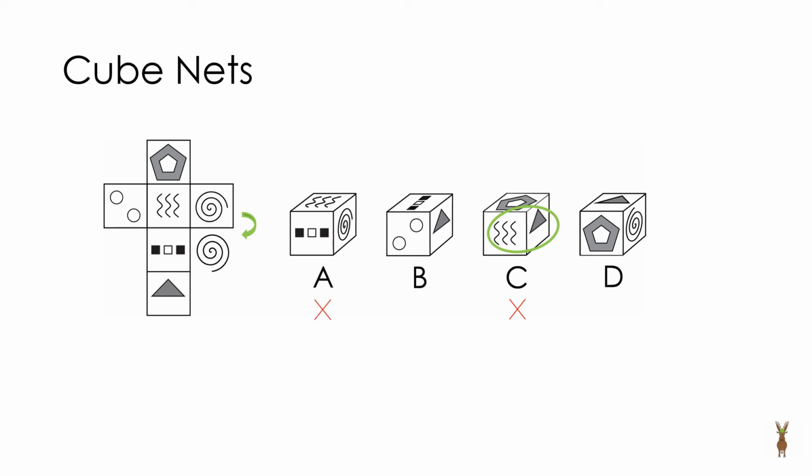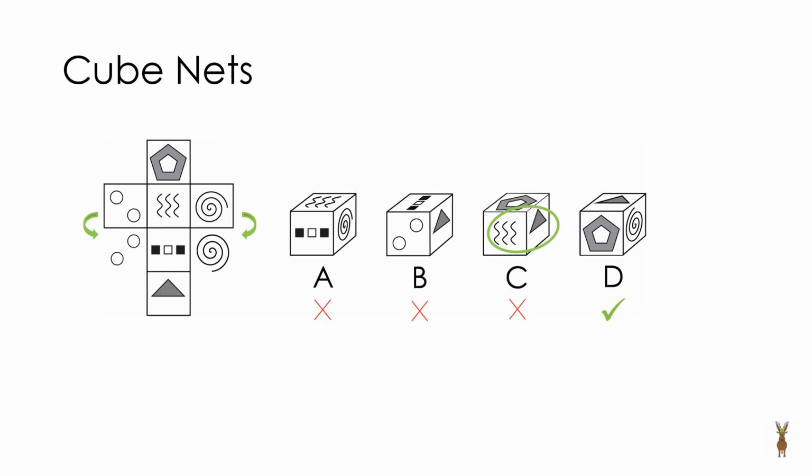Next, we look at option B. When the net is folded, the circles, the face on the left, rotate 90 degrees anti-clockwise to meet the face with the 3 squares and become like this. If we look at option B, we see that the circles are not facing the correct direction compared to the squares. This means that option B is incorrect. Therefore, the correct answer is option D.